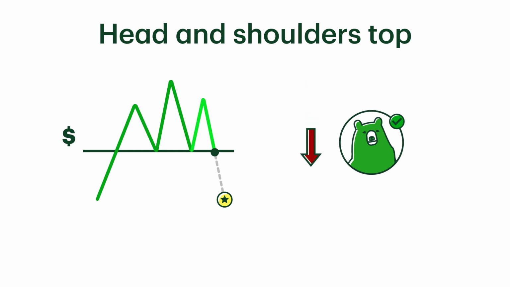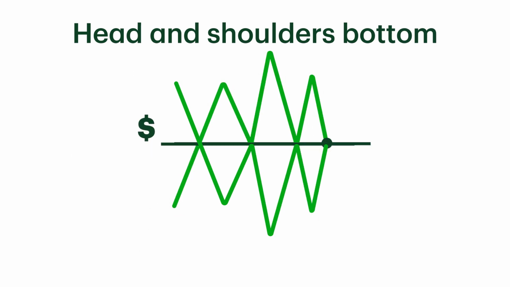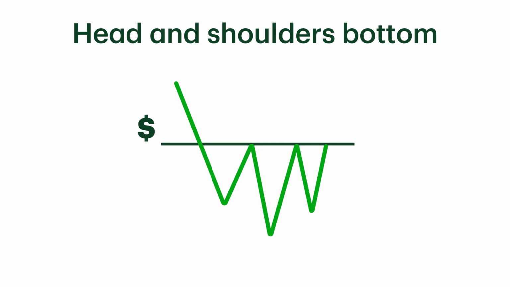The right shoulder is the key to this pattern. It's the one that defines the formation, meaning that the breakthrough of the neckline must happen after the right shoulder has formed. A head and shoulders bottom is the exact opposite and looks like an inverted head and shoulders.